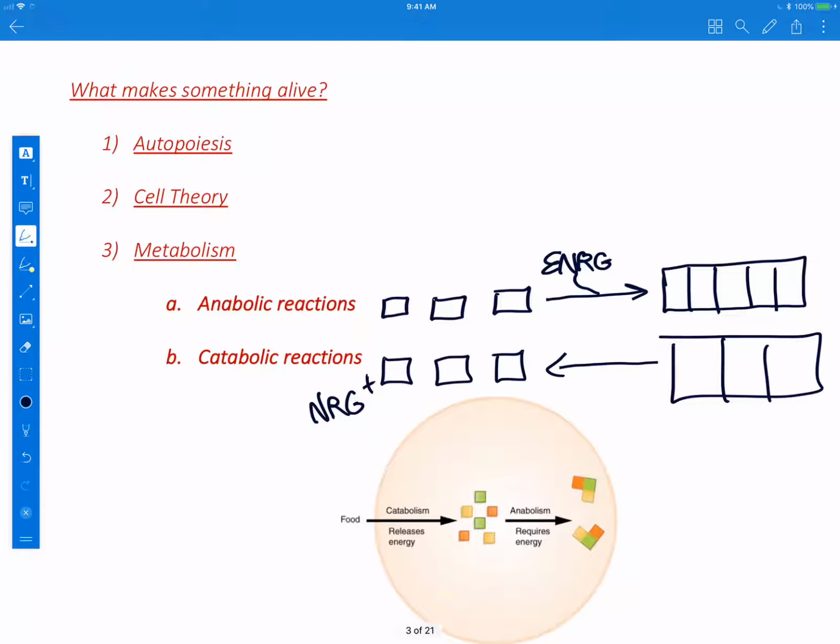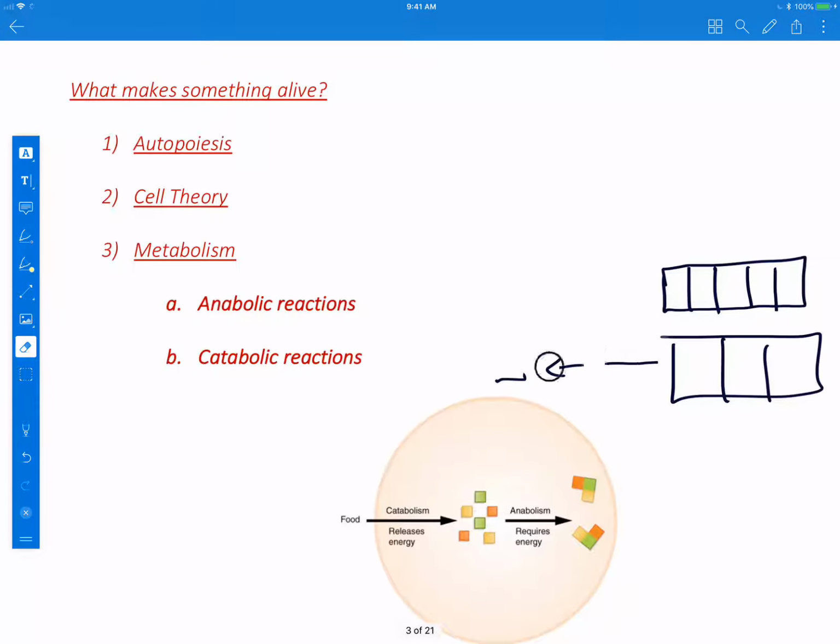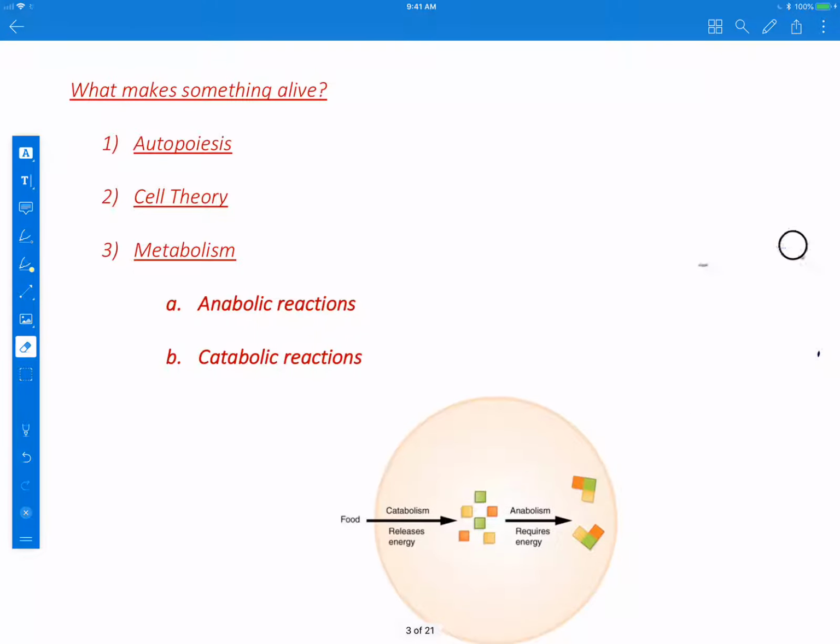And that's what we do when we eat food. We eat lasagna, and we break down the lasagna into different, smaller, simpler molecules. Okay, so I'm going to erase this. Remember, metabolism includes both.